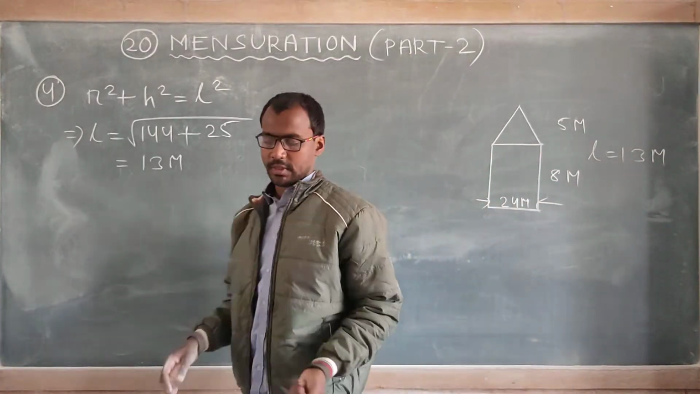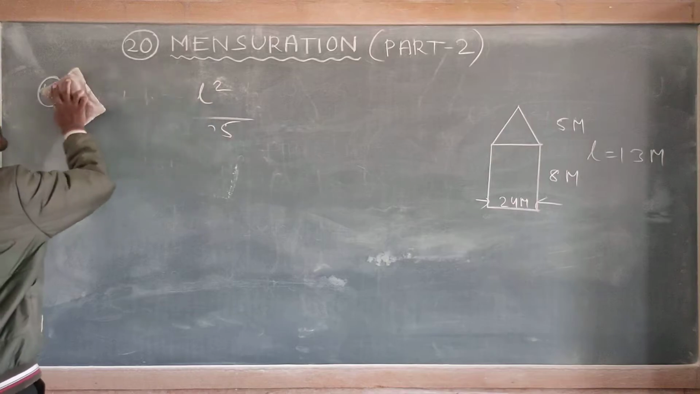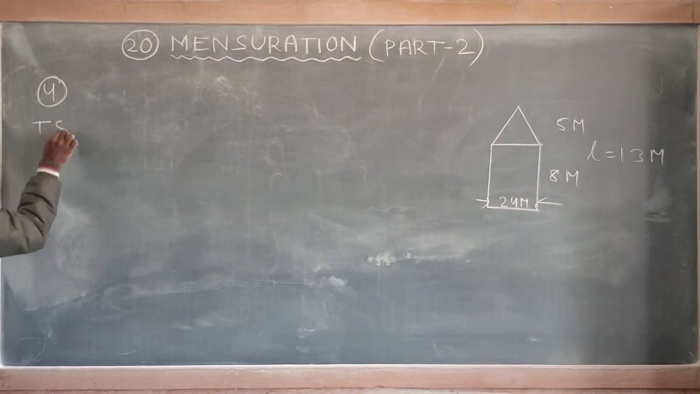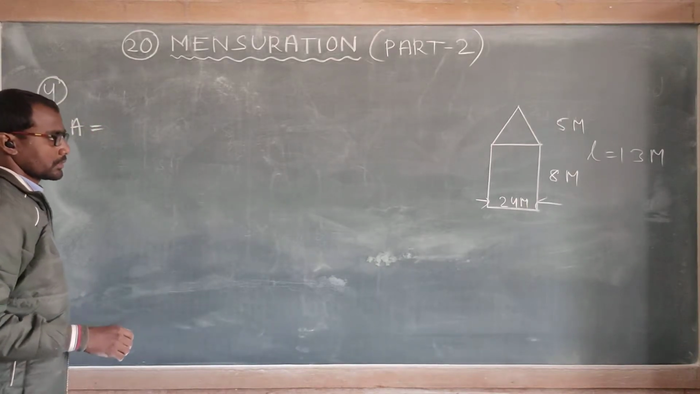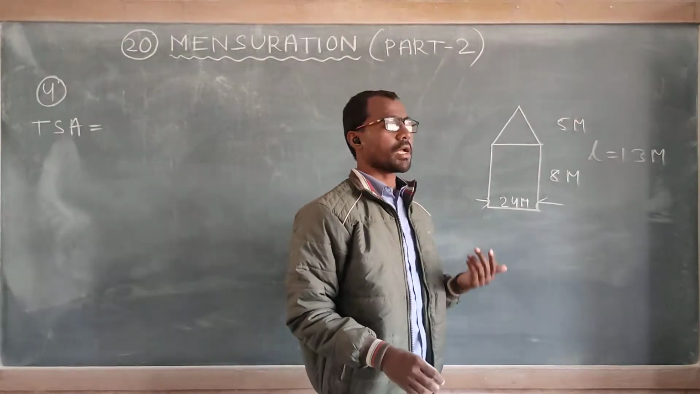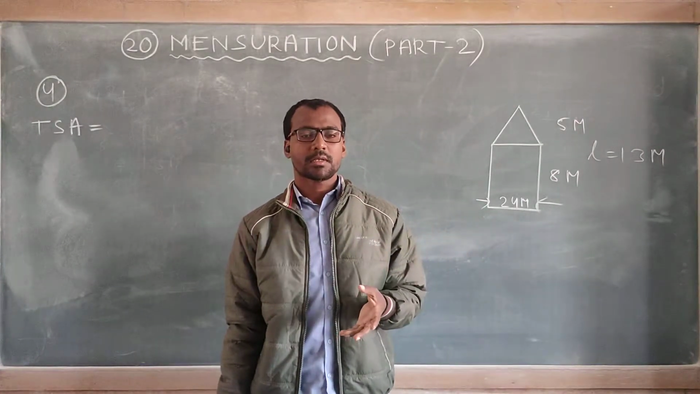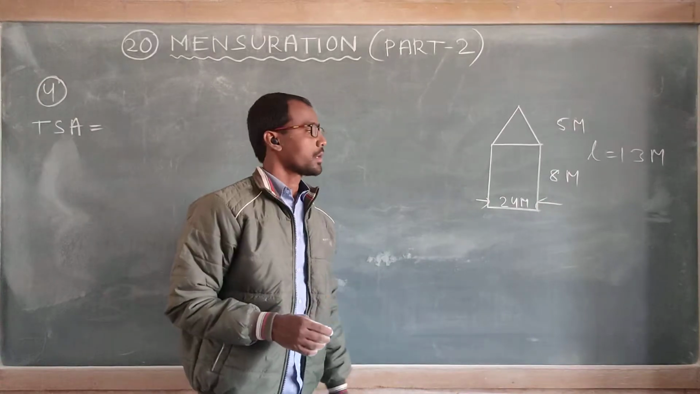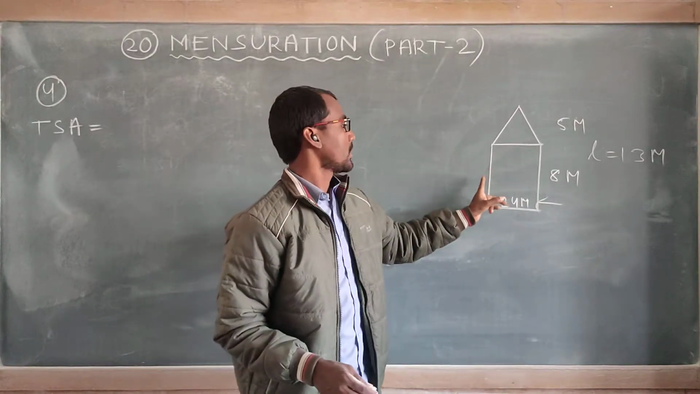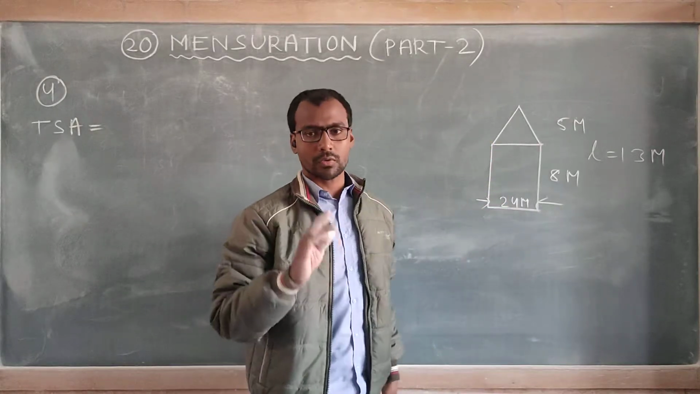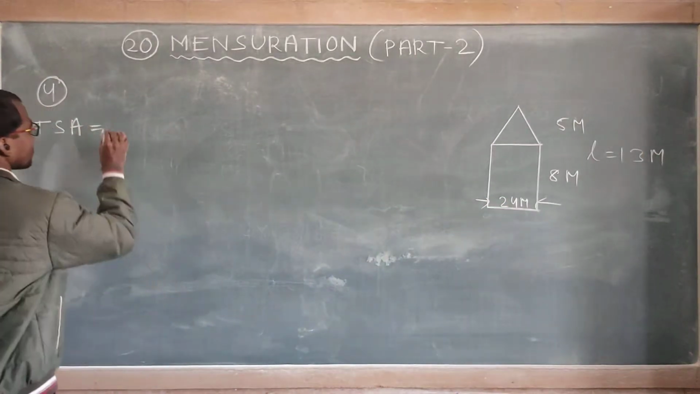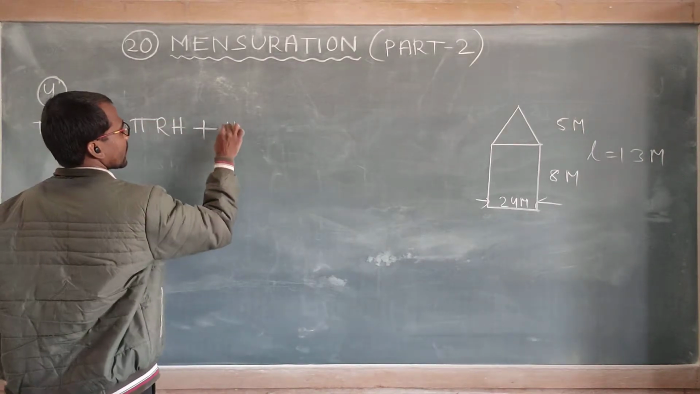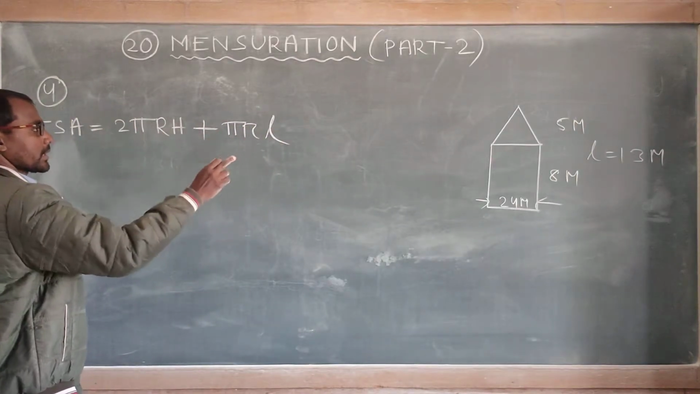Now we can go for total surface area of the tank. Total surface area of the tank means we should not consider the base area, because at the base there is simply soil. There is no canvas there. So we will neglect the base area. We will take into consideration the curved surface area of the cylinder and the curved surface area of the cone. So 2 pi r h plus pi r l. This is for cylinder and this is for cone.